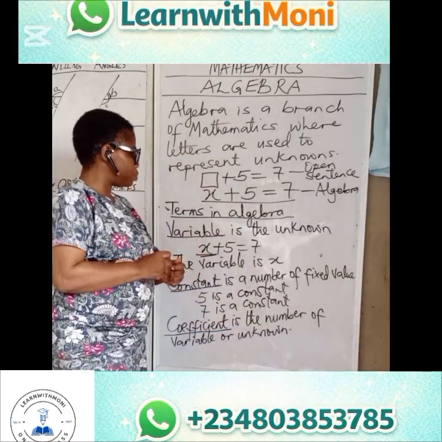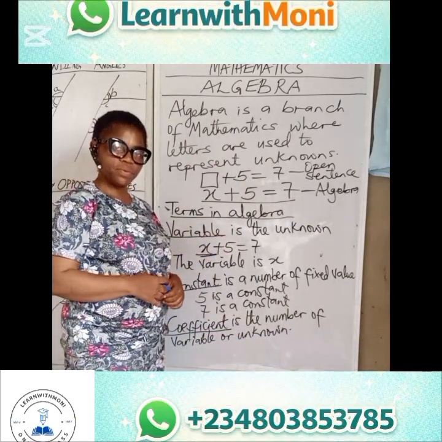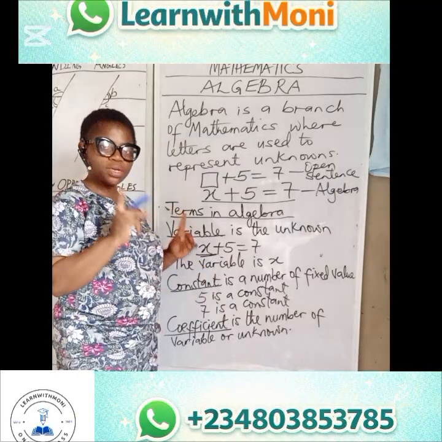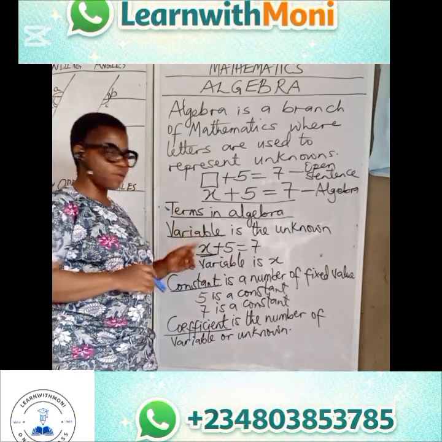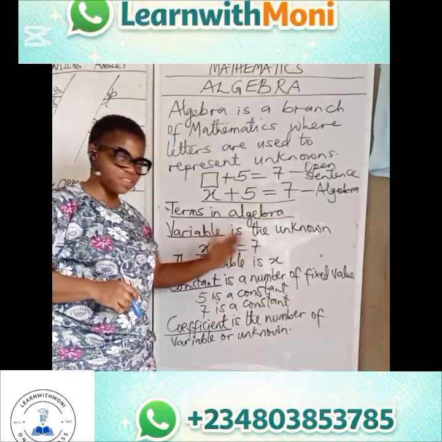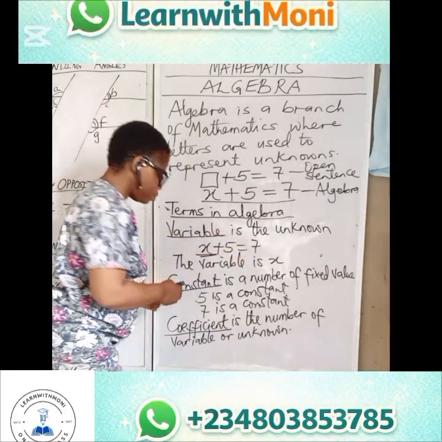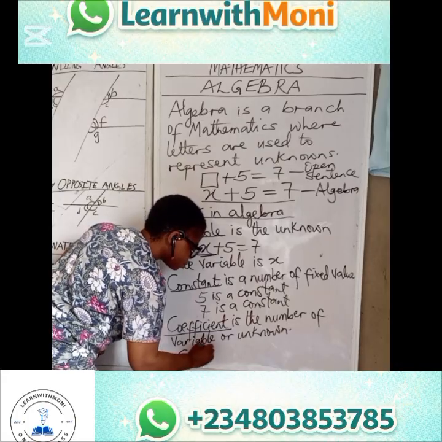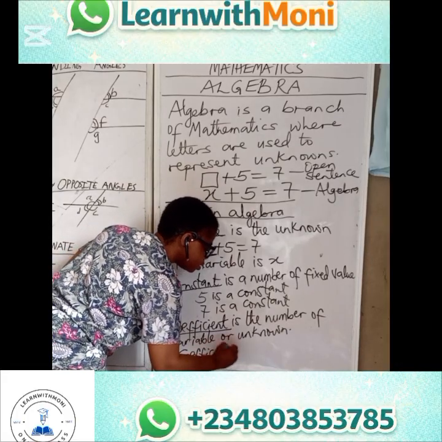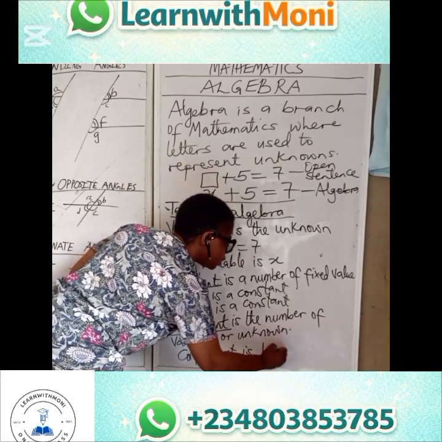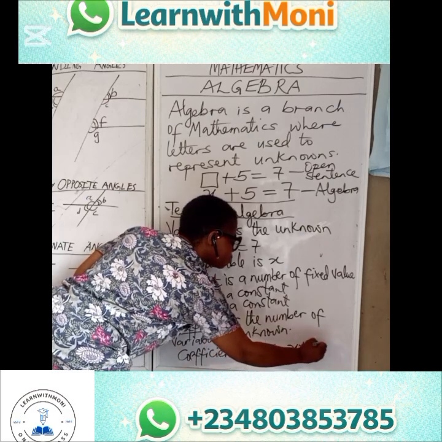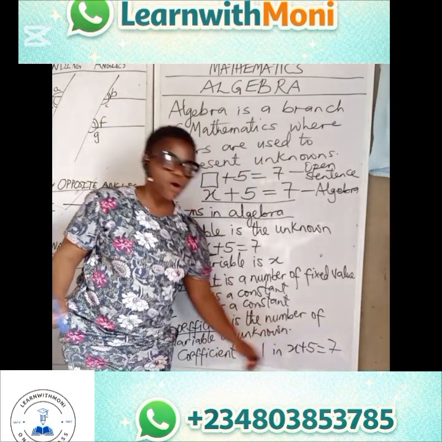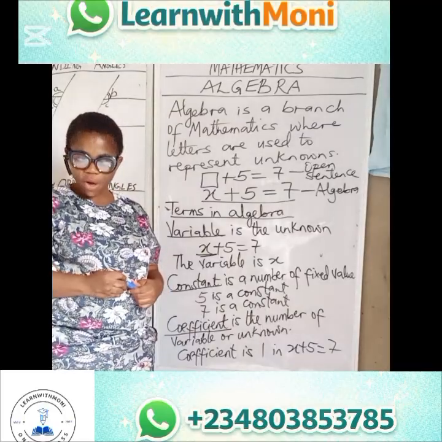Look at this equation. I have x plus 5. How many x do I have here? Just one, 1x. So the coefficient of this x in this equation is 1. Coefficient is 1 in x plus 5 equals to 7. This coefficient is the number of x I have, or the number of unknown.